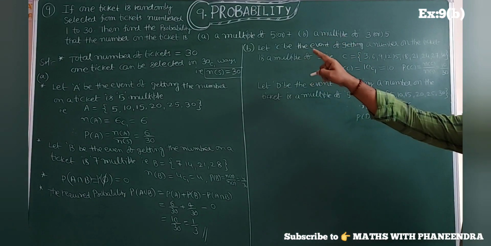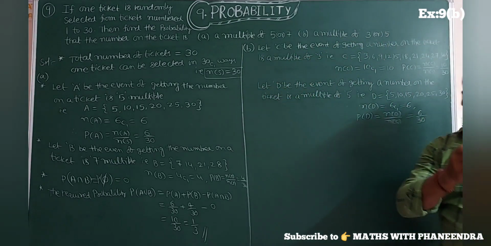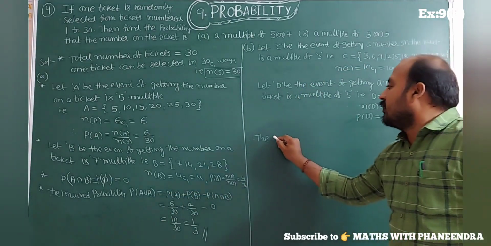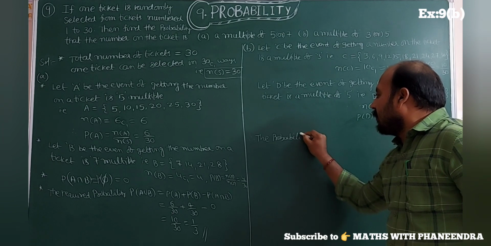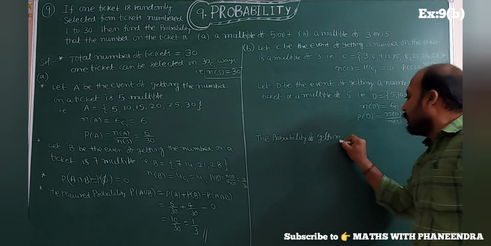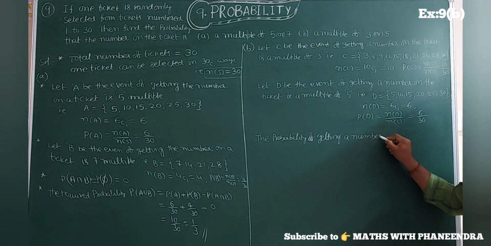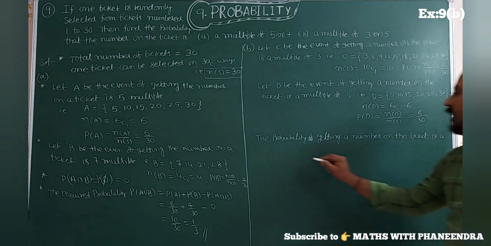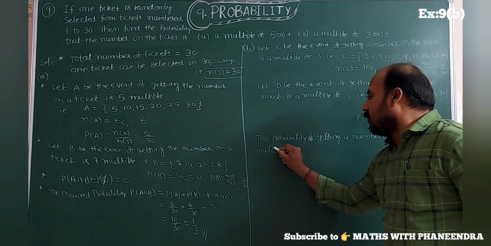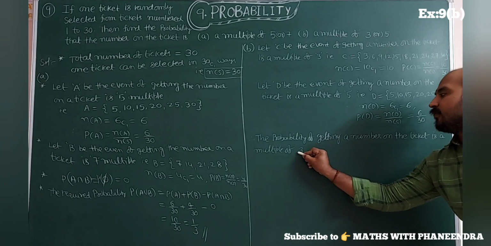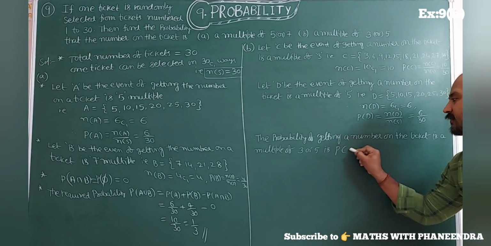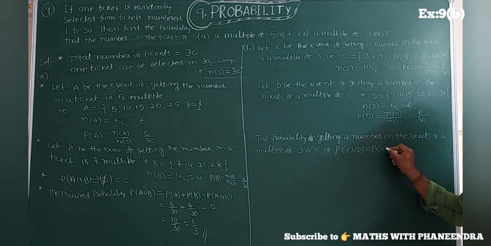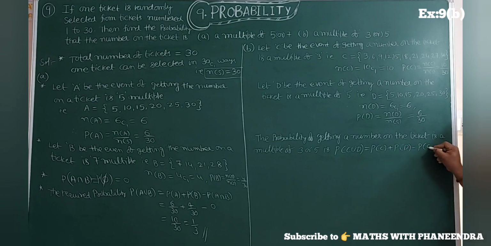Next they are asking, find the probability that the number on the ticket is a multiple of 3 or 5. 3 or 5 means C or D, C union D. Therefore, the required probability, the probability of getting a number on the ticket that is a multiple of 3 or 5 is P of C union D. We know that by using addition theorem on probability, P of C union D is equal to P of C plus P of D minus P of C intersection D.